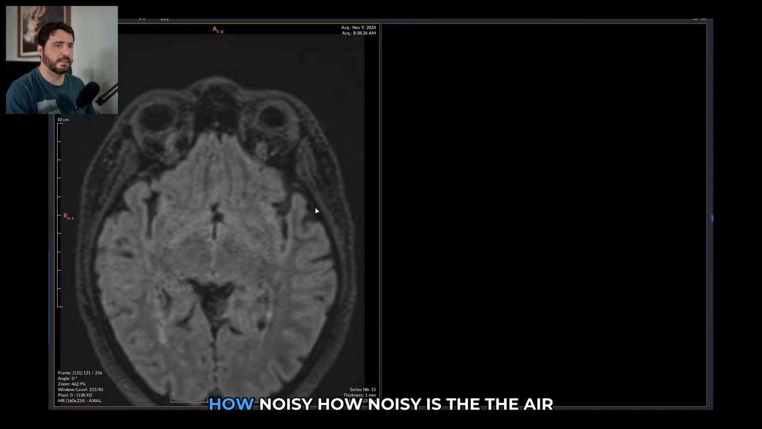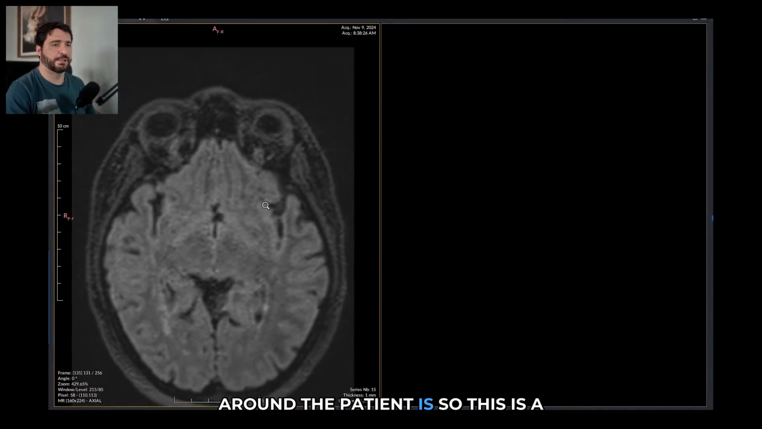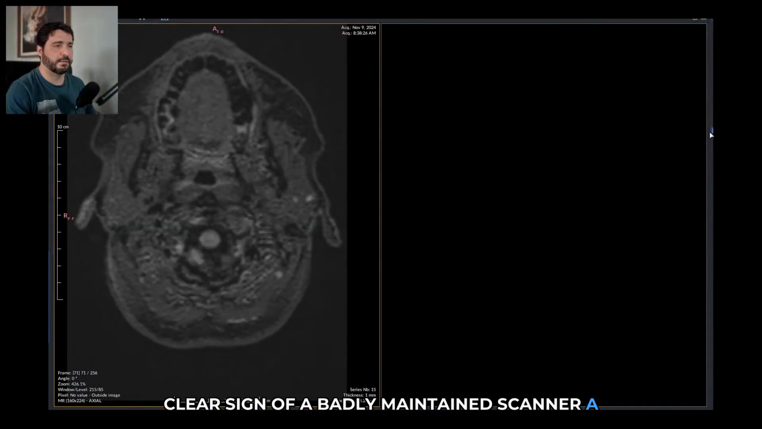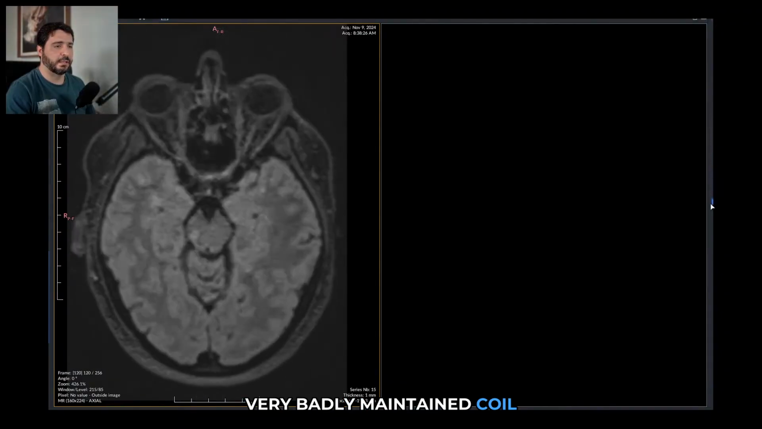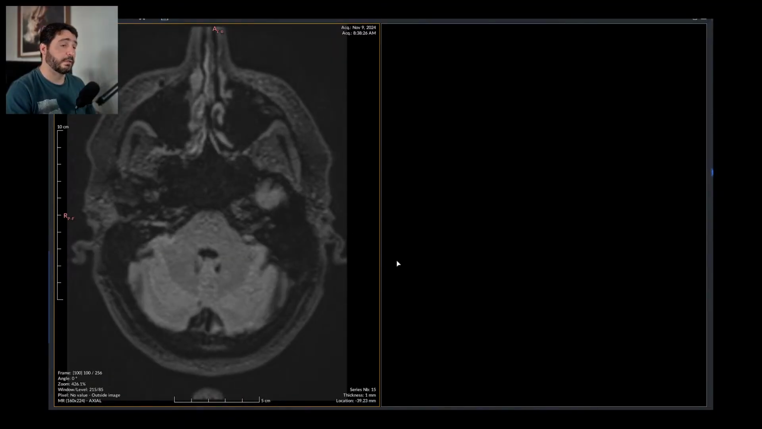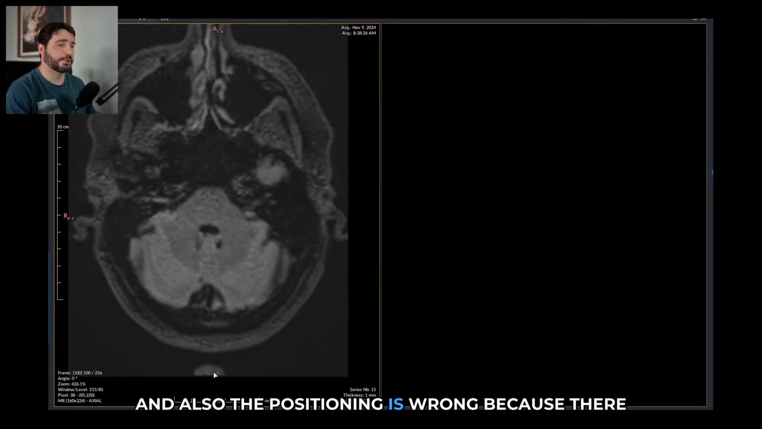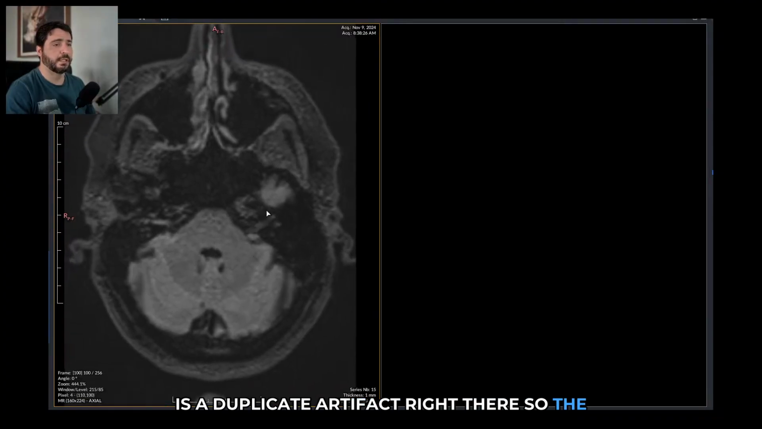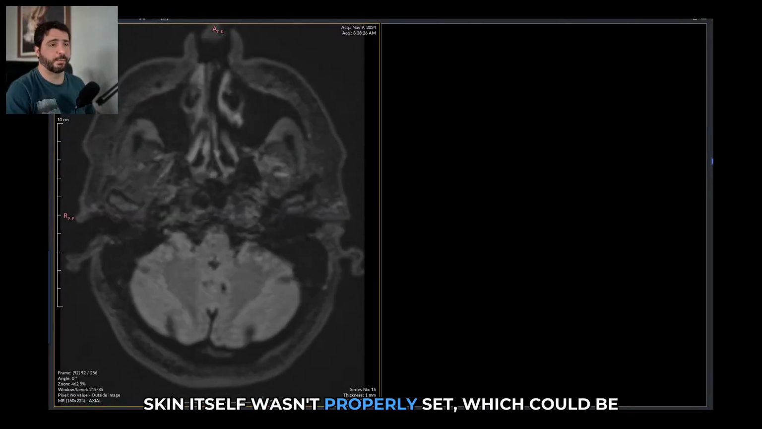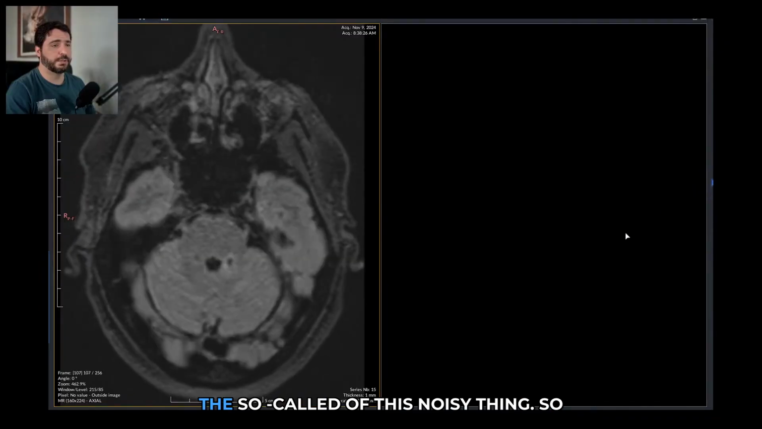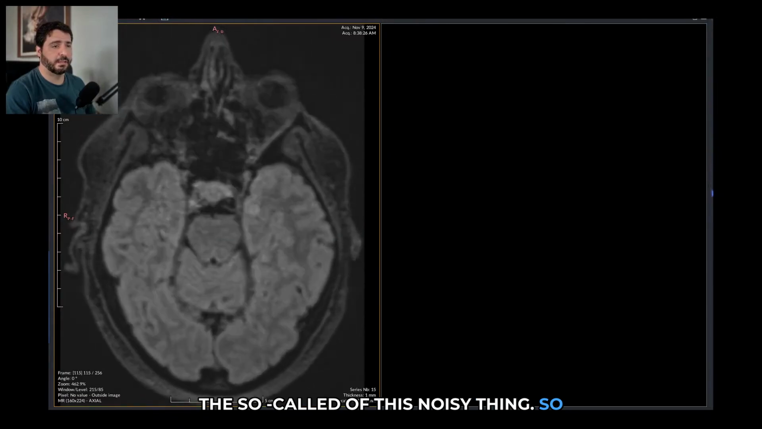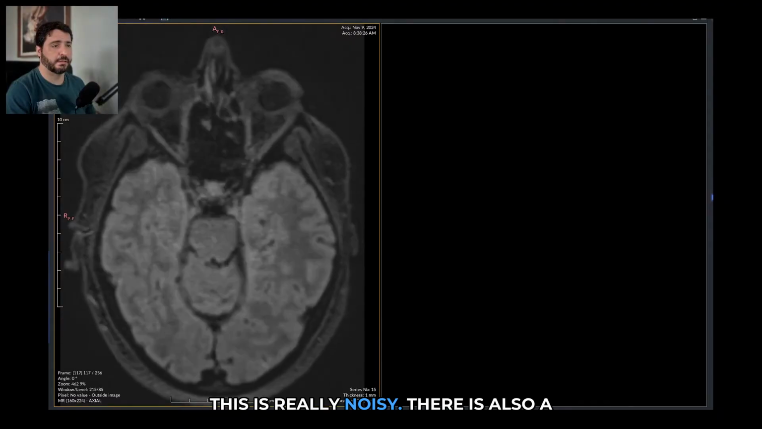See how noisy this is? How noisy the air around the patient is. So this is a clear sign of a badly maintained scanner, a very badly maintained coil, and also the positioning is wrong because there is a duplicate artifact right there. So the scan itself wasn't properly set, which could be the sole cause of this noisy thing. So this is really noisy.